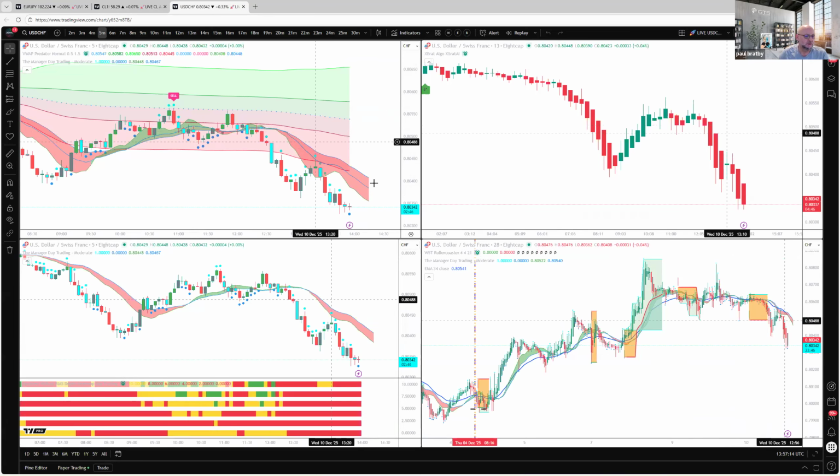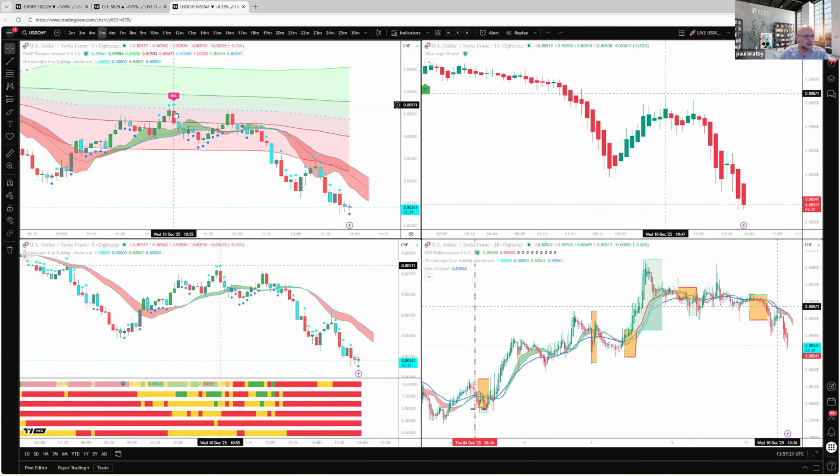So the manager is... that's a nice trade on US dollar CHF for sure. Yeah, hit the VWAP to the tick and then it's come down ever since. Very good trade.